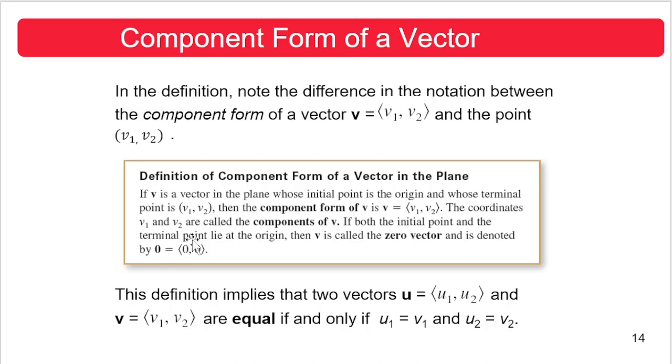If both the initial point and the terminal point lie at the origin, then we can say that B is a zero vector, and this is denoted by this equation. 0 is a zero vector with components both equal to 0. This definition implies that the two vectors u, with components u1, u2, and b, with components b1, b2, are said to be equal if and only if their corresponding components are equal. That is, u sub 1 equals b sub 1 and u sub 2 equals b sub 2.